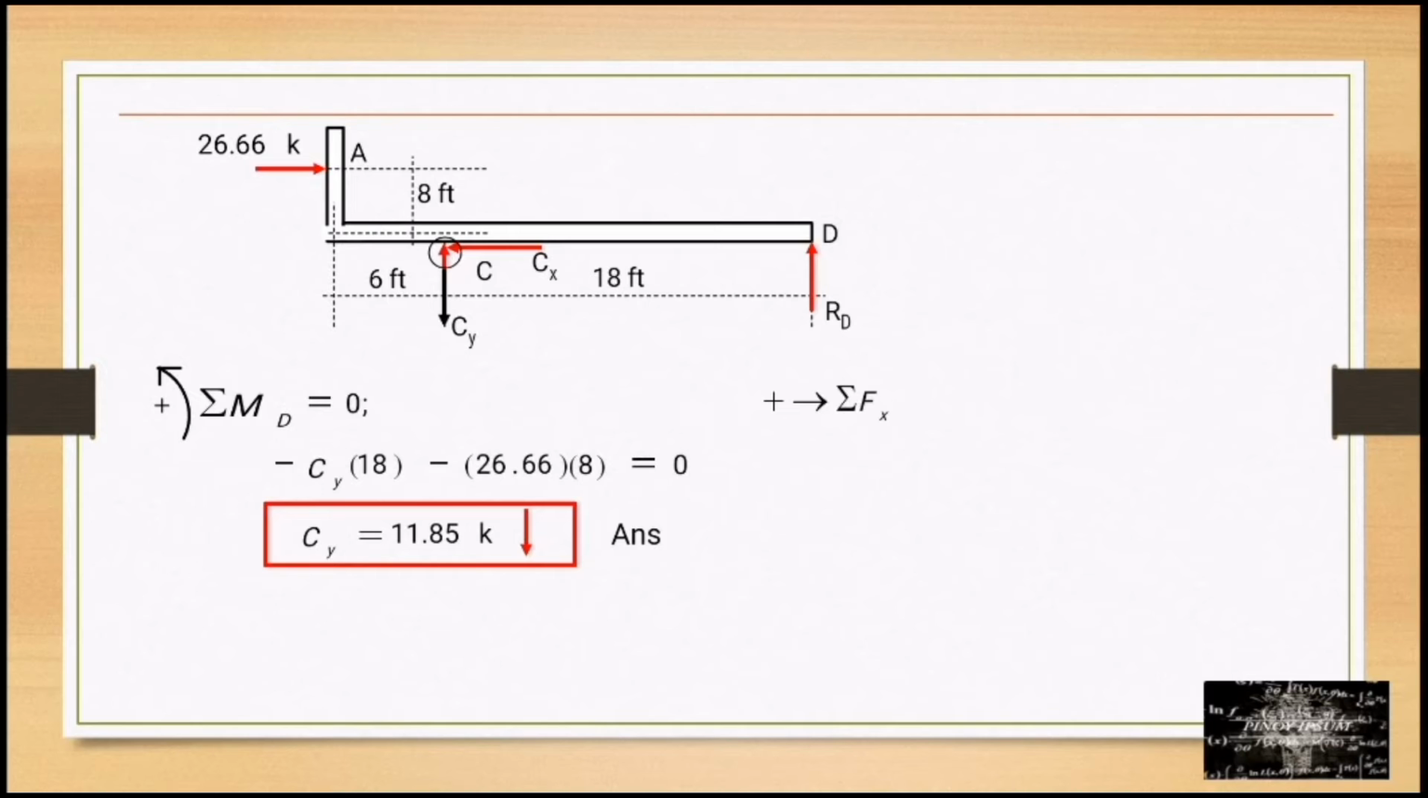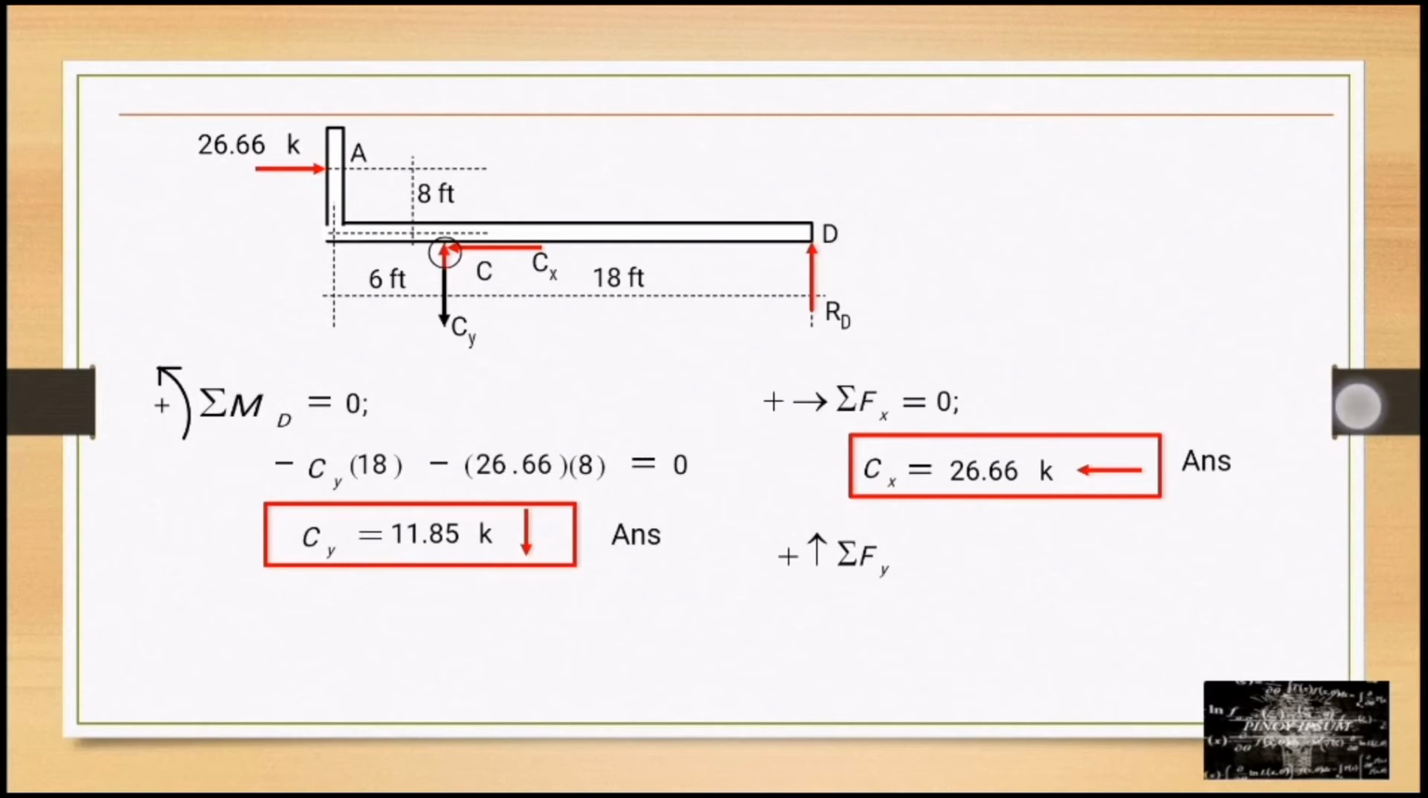So, summation of forces along X is equal to 0. By inspection, CX lang at saka yung 26.66. So, CX is equal to 26.66 kips. Then, for the RD, summation of forces along Y is equal to 0. Okay, so RD is equal to 11.85 kips. So, upward. Okay?